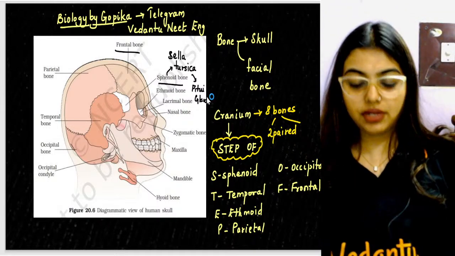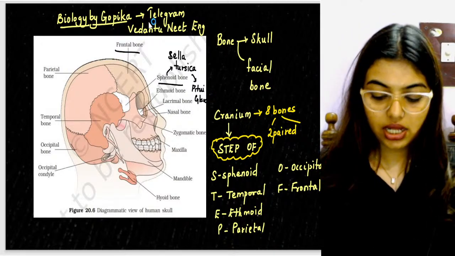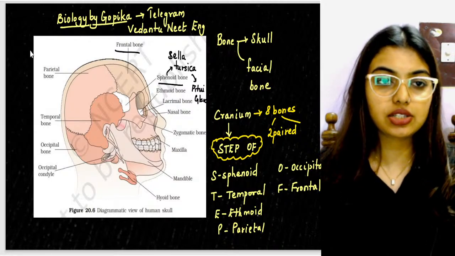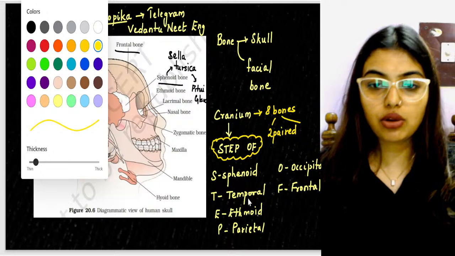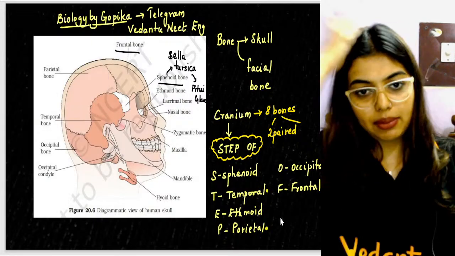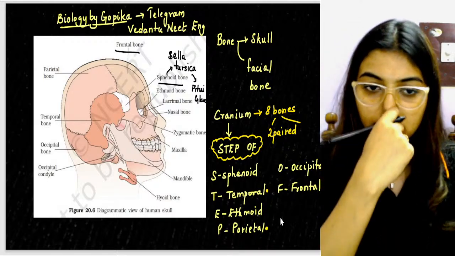Okay, did you all learn it? So who is going to be the ones who are paired? It is none other than your temporal and parietal. Parietal is this, temporal is this. So these two are going to be paired.